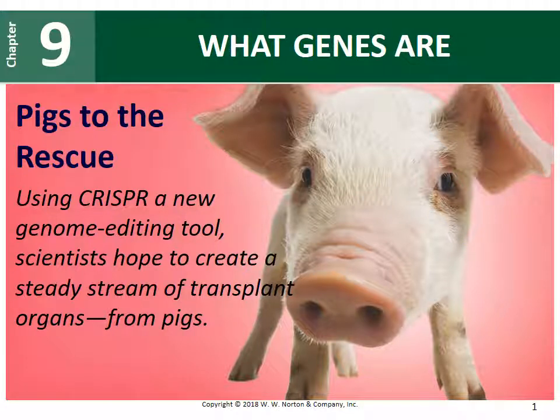Chapter 9 covers what genes are. So in this chapter, we're going to be looking at our genetic material, which is DNA, and also looking at some applications of DNA replication and how it can relate to something called CRISPR, which is used to edit genomes that can be, for example, used to grow transplant organs from pigs for humans.